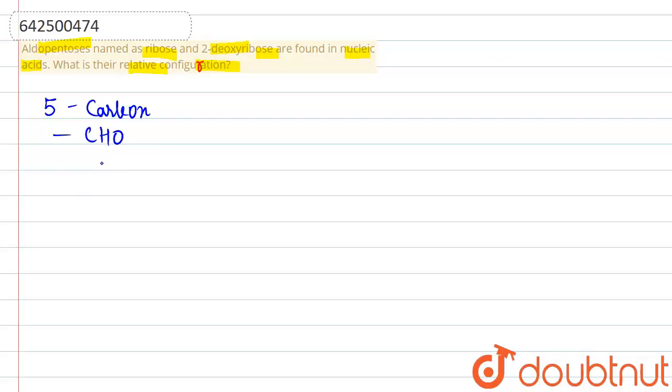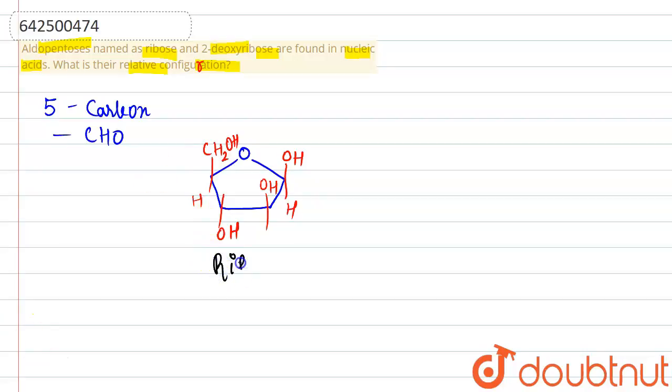If we convert the configuration to a cyclic ring, we can get a structure something like this. O, a 5-membered ring, is present like this. According to the configuration, the OH at the first carbon is in the upward direction, then H, then OH again in the upward direction. Here at the third carbon, OH is downward, and this is the 5th carbon, primary alcohol, and this is the hydrogen. This is the basic structure for ribose.